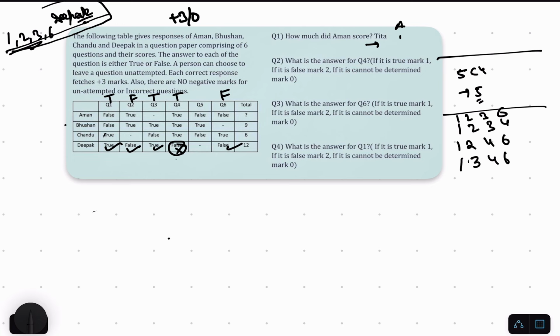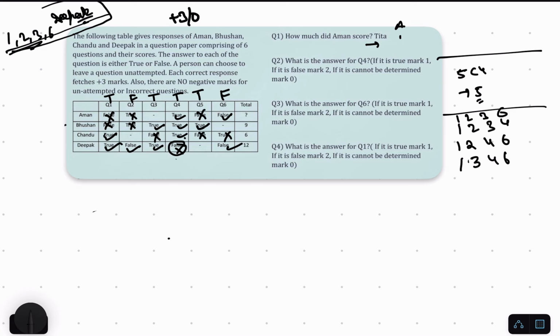Okay, now this is correct, these both are false, this answer is false, so these both are wrong. This answer is true, so this is correct, this is wrong. This answer is true, so these all are correct. Now this we don't know, this is false, so this is correct and this is wrong. Okay, now for Bhushan to be 9, this has to be correct, so the answer of this is true. This is wrong and this is wrong.